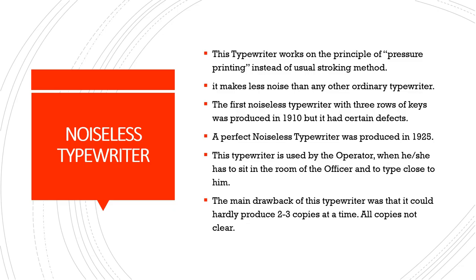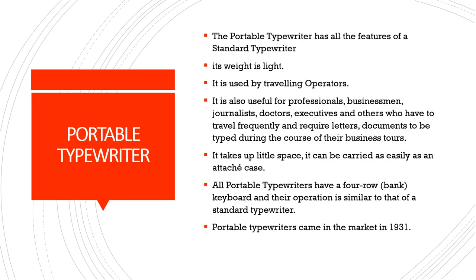And the main drawback of this typewriter is that it could hardly produce 2 to 3 copies at a time. It means the maximum number of copies that can be produced is 2 to 3, and the quality of copy is not clear. It means it produces blurred copies, more than 1 copy.